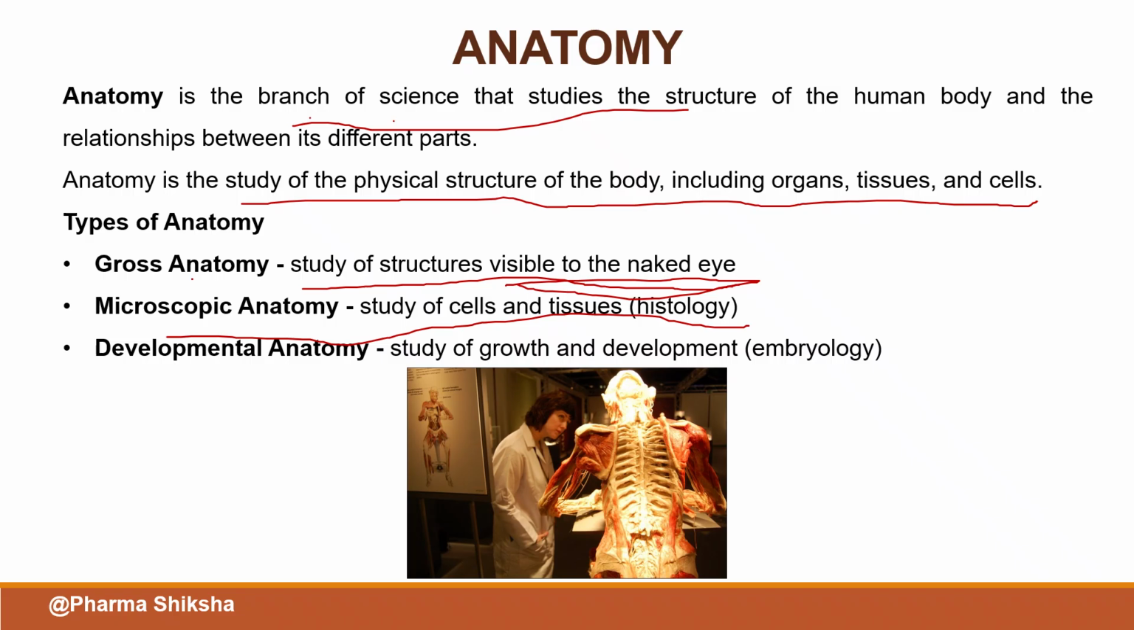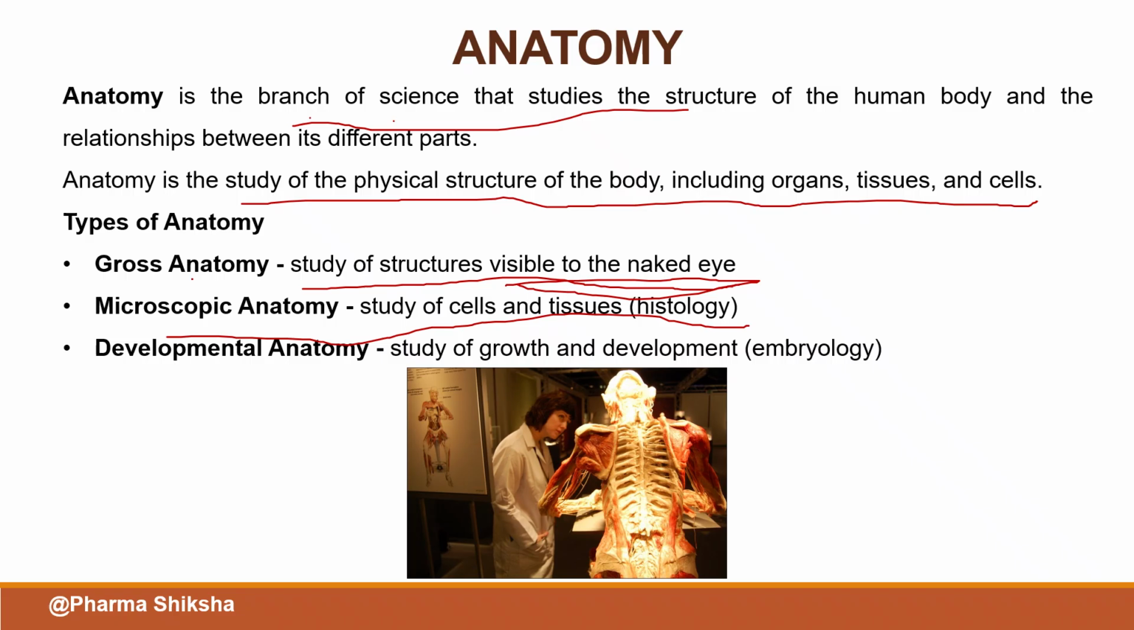The study of tissues we can call histology, and the study of cells is cytology. The third one is developmental anatomy, which is the study of growth and development. Embryology, the development of the embryo, we can call developmental anatomy. We are studying how the body forms or develops. So again, anatomy means we are studying the structure of the human body, and there are three types of anatomy: gross anatomy, microscopic anatomy, and developmental anatomy.